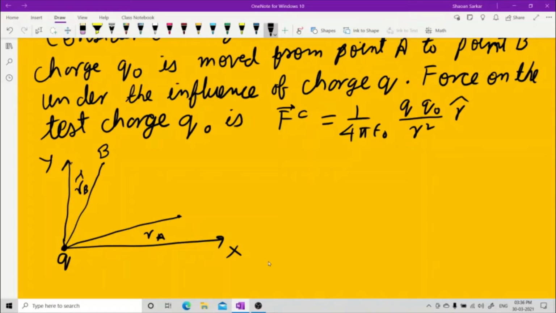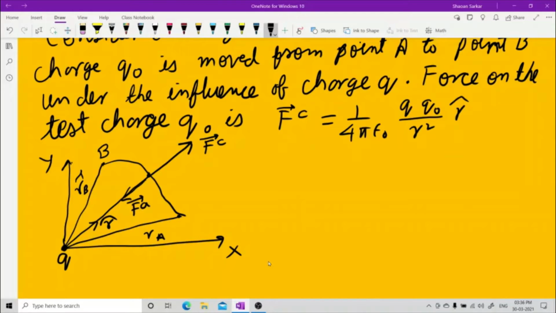Now there is a path going like this to this point. At this point, this is the electric force due to the charge Q, the conservative force, acting in this direction. The unit vector R cap is in this direction. The applied force is opposite, so the charge does not accelerate.